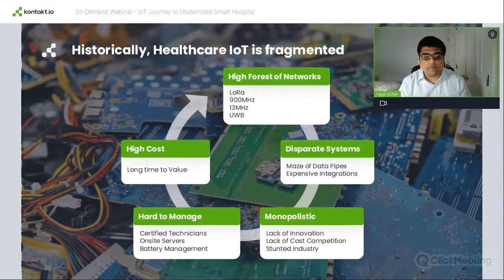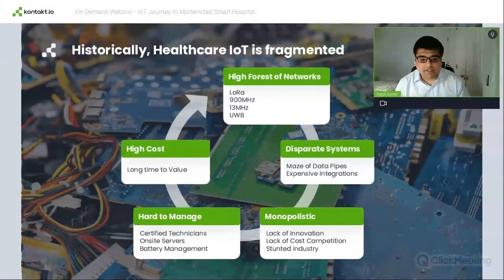So the sensor from one system cannot communicate with the infrastructure of the other system without requiring a maze of data pipes and expensive integrations. So, of course, siloed behavior causes monopolism and eventually lacks innovation, cost competitiveness, and overall stunts the industry growth. So, if you look in the market, some of our competitors are still using the same devices they launched during their founding years and are still using the same kind of software solutions from 10 years ago.